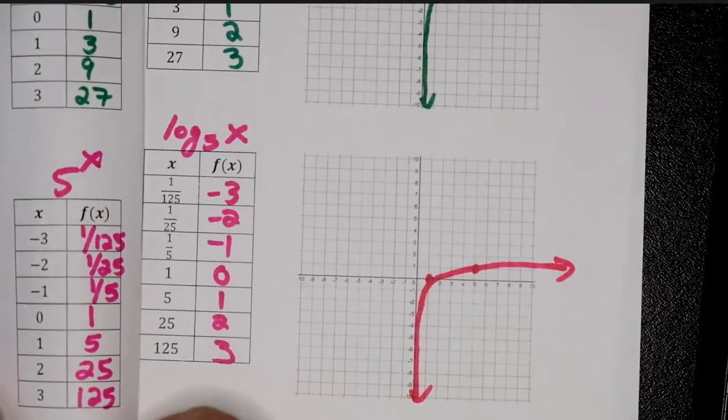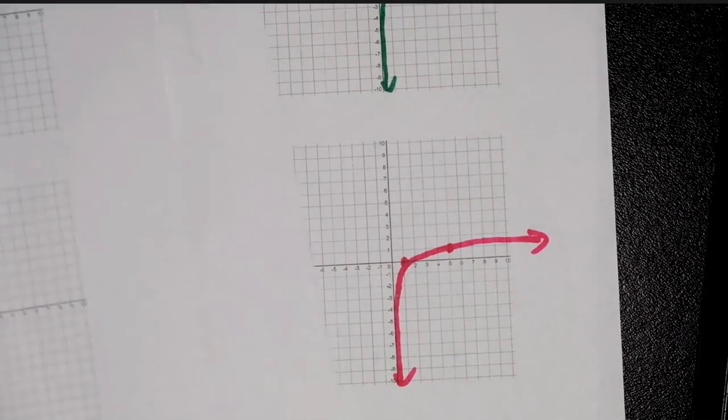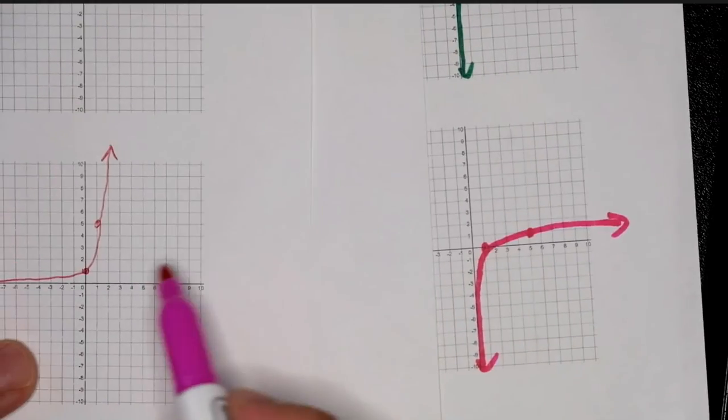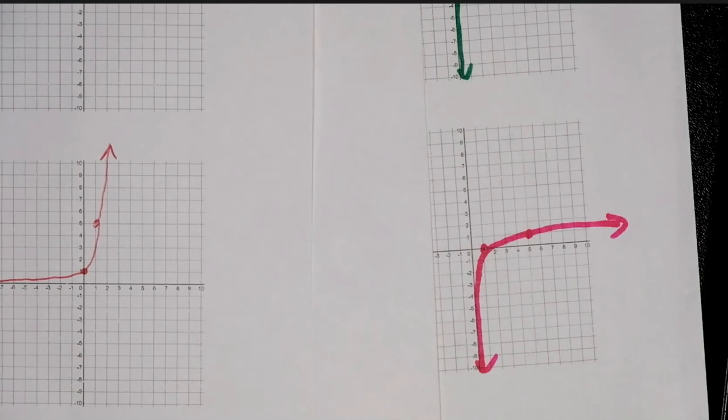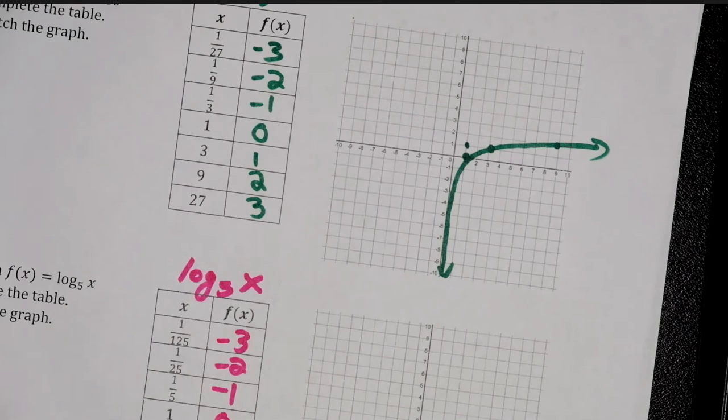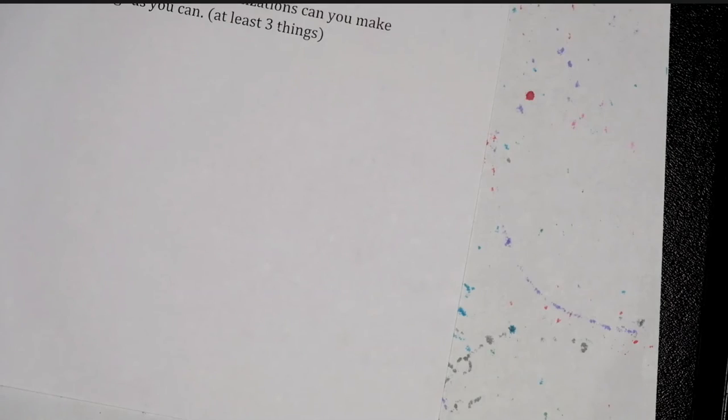Notice you can compare it if you want to our original 5 to the x, and they should look like they are being reflected over the line y equals x. We're going to see in Desmos here how all of these compare, but we're working through, like we did with the exponential graphs, doing logarithmic graphs.